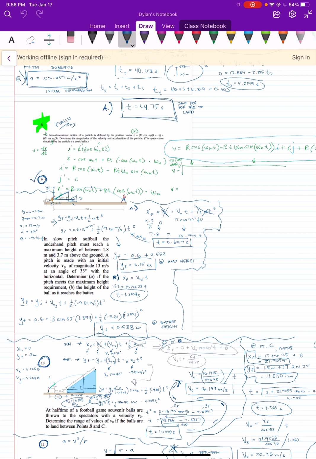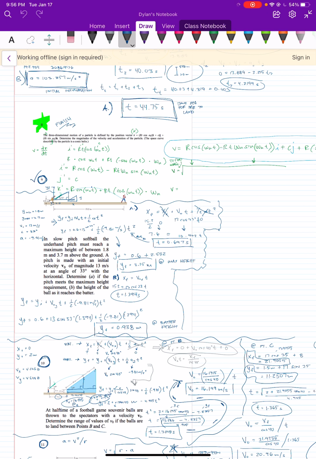Oh yeah, so I found Y final, which was the max height, but in order to get that, I had to use X final equals X initial plus V initial velocity T plus 1/2 AT squared. A lot of those components canceled out to a simpler equation, plugged in my units, got time, plugged that into the first kinematic equation I mentioned earlier, got the max height of the parabola, and it does meet the pitch requirements. It's in between those two values.